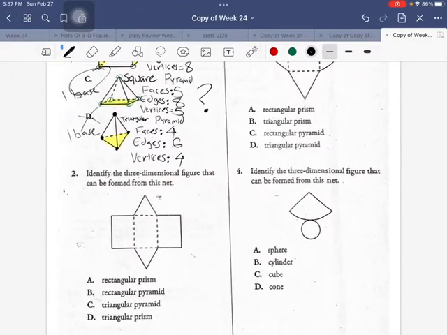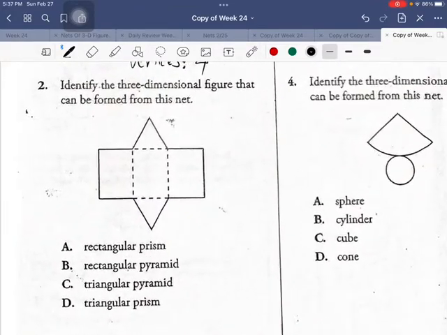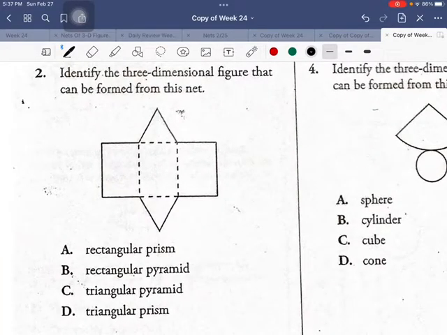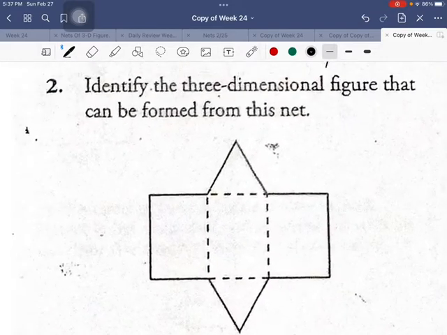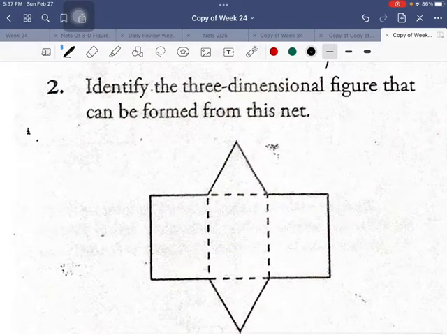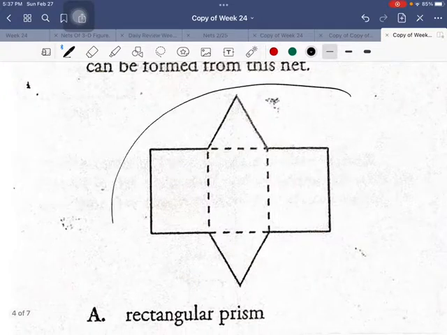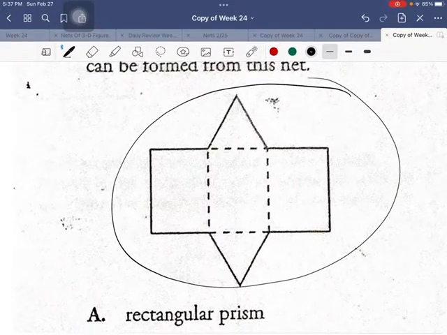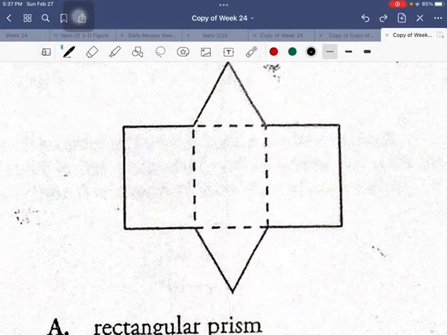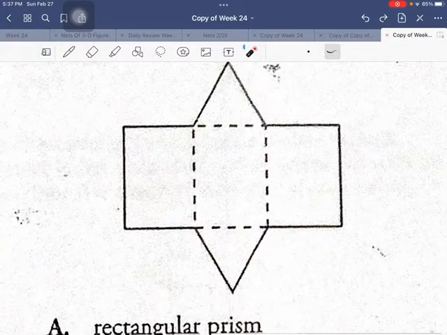The rest, they should be much, much easier to do. Now, this one is basically you're trying to figure out which one it is. They are giving you the net. Identify the 3-dimensional figure that can be formed from this net. You can try to deduce what it is by looking at the paper and finding the net that looks exactly like this. Or you can think about it like this.